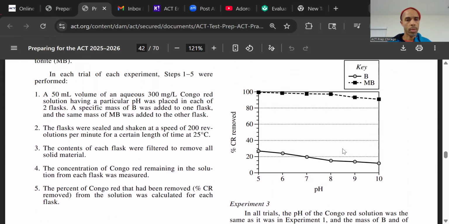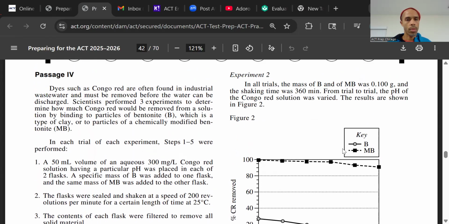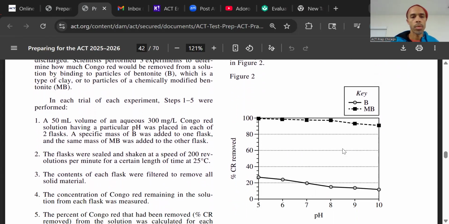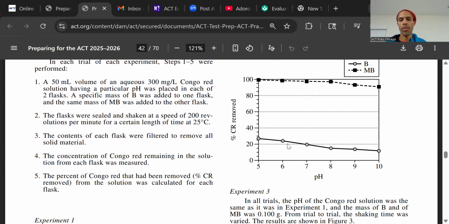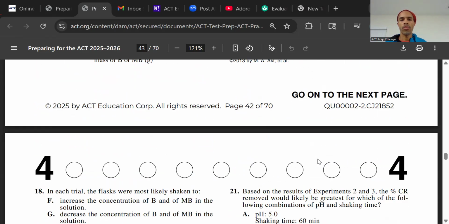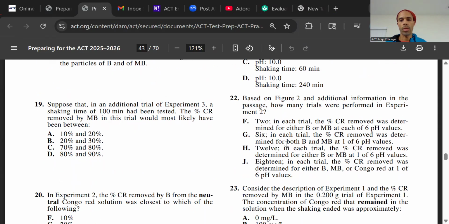In all trials, the mass of MB was constant, and the shaking time was 360 minutes. From trial to trial, the pH of the Congo red solution was varied. So each trial had a different pH. So it wasn't two trials, it was 12 trials. It was H. In each trial, the percent CR removed was determined for either B or MB at one of six pH values. That's correct. It was H. Yeah. So I had to do a little bit of work with that.